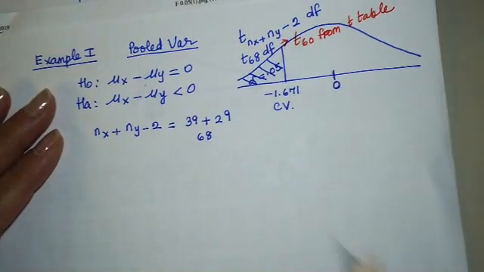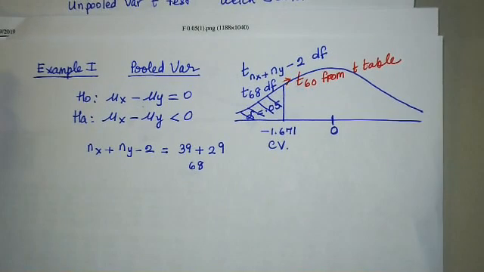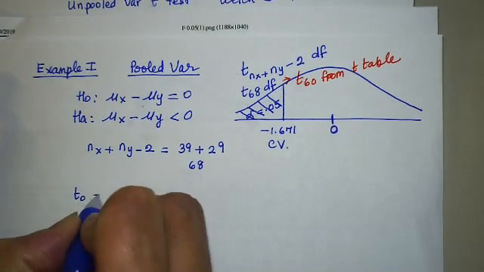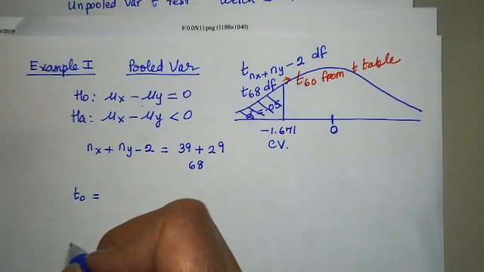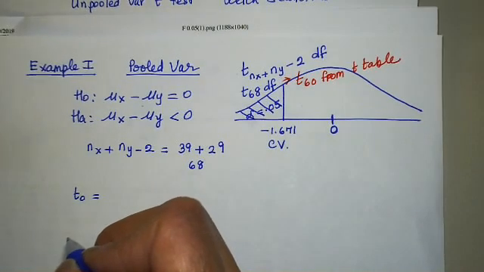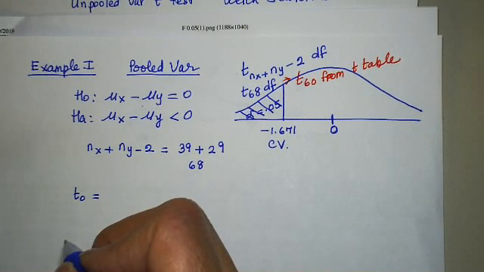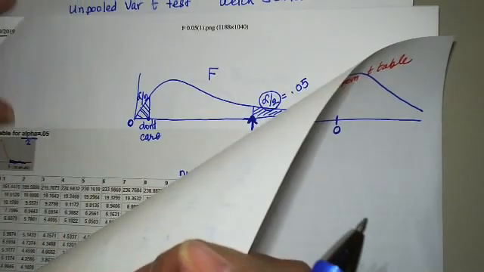So you don't subtract 2? I subtracted 2. It was 40 minus 1 and 30 minus 1. Gotcha. So 40 plus 30 minus 2. Get it? Yeah. Okay. So here's my critical region.